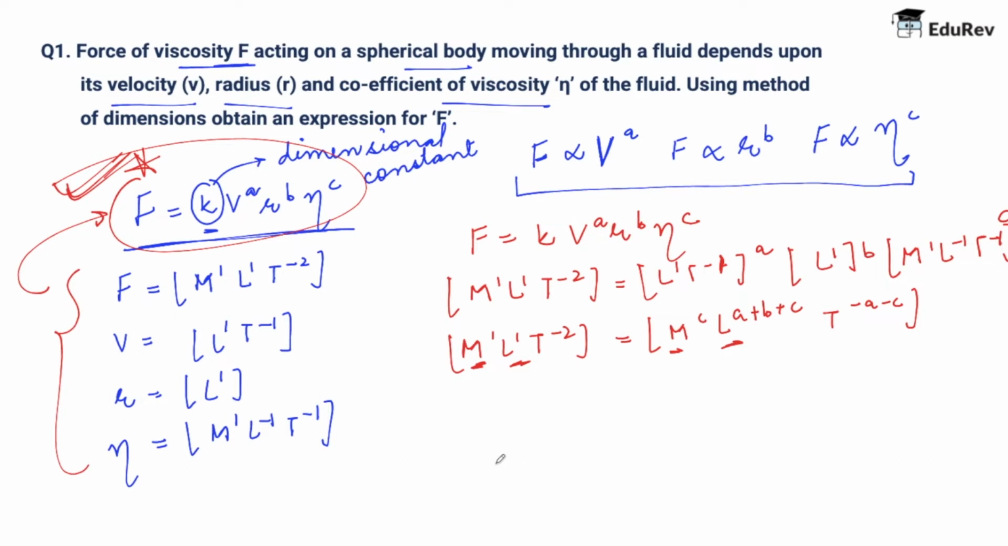Simple. So now, in accordance with the principle of homogeneity, the dimensions of the two sides of relation 2 should be the same, as I've told you. So let's compare.